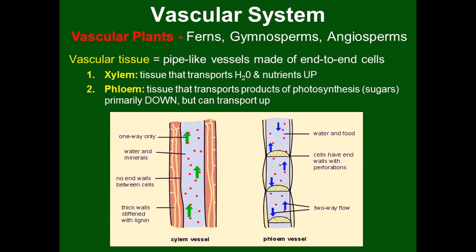Let's examine this vascular system in detail. So we see these vascular plants: ferns, gymnosperms, and angiosperms. The vascular tissue is a pipe-like vessel made of cells that are end-to-end. We have 2 different kinds of vascular tissue. We have xylem, and that's tissue that transports water and nutrients up, and phloem. The tissue transports products of photosynthesis primarily down, but can also transport up.